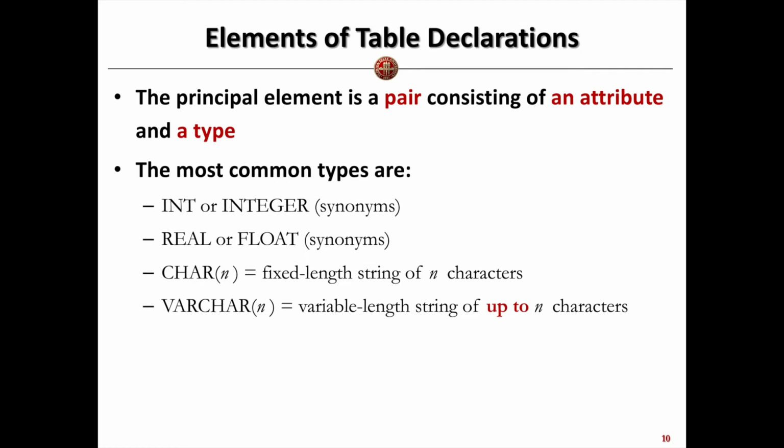So the principal element of the attributes is a pair consisting of an attribute name with a type. The common types we can use to declare the attributes include the integer, as we show here. We can write it either as int or integer, and depending on the system we are using, they can be the same. For real numbers, we can write them as real or float. We also have two different ways to declare strings, right? We can write char n, where n is a number. This denotes a fixed length string with n characters.